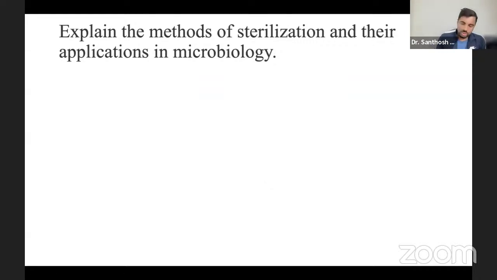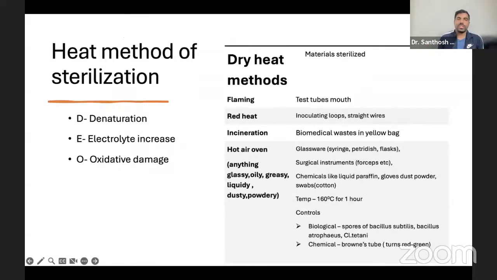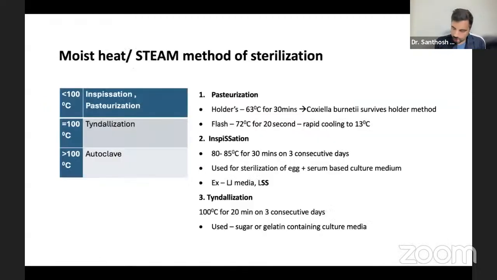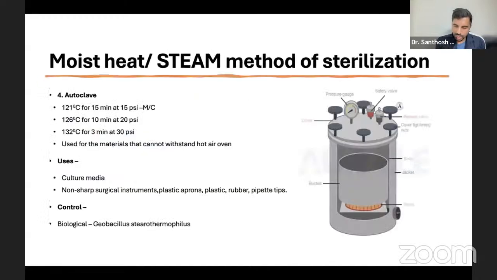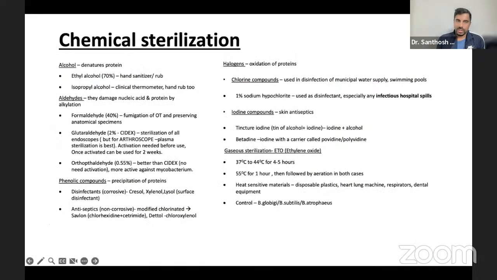Okay. Now, next one, we finish the sterilization. You can see everything is mentioned. Dry heat, all the things we have spoken about are given here. And then pasteurization, inspection, moist heat we have already covered. And then autoclave, everything is given here. Everything is mentioned clearly. And now chemical sterilization, most of them are covered.